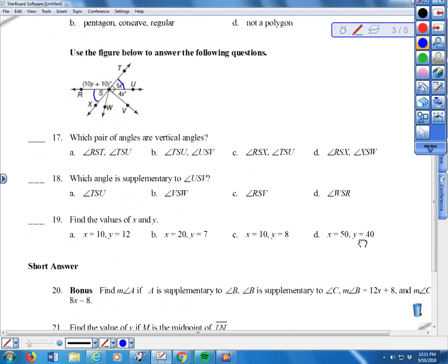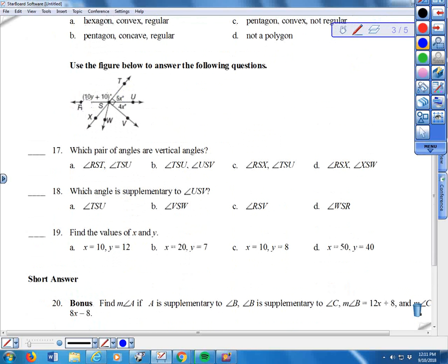Which angle is supplementary to USB? Well, USB is right here. So there's several, there's two that would be. Actually, there's only one that would be, and it is RSV. There would be another one if the line extended.